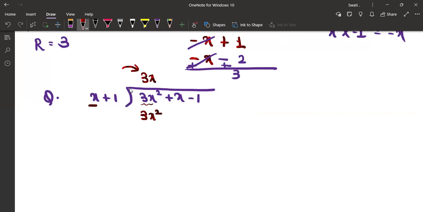Then x will get 1 multiplied with x. 3x. 3x. We multiply from above, right? Yes. So what is 1 into 3? 3x. Plus 3x. Very good. What is the next step that we do?